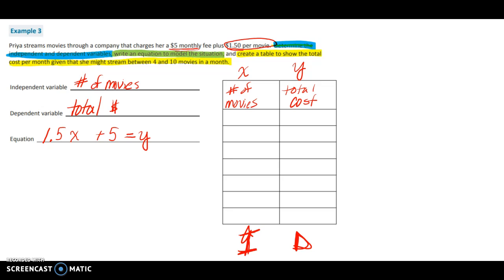Here we go. It says for 4 through 10 movies. So we have 4, 5, 6, 7, 8, 9, and 10. Now here's where it gets a little tricky, because now what we need to do is take our x value, substitute it into our equation to get our y value. Pause the video to see what you can do with each of these values.